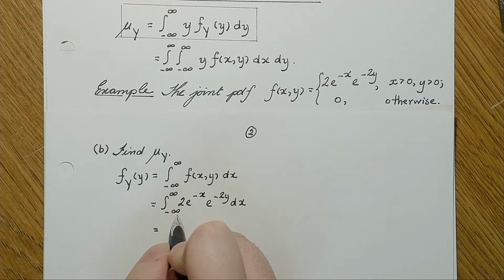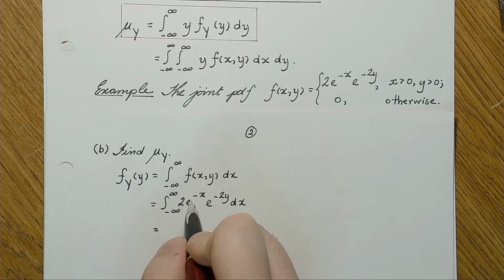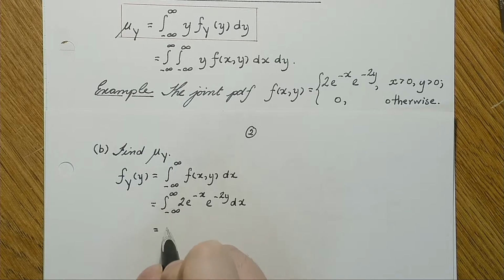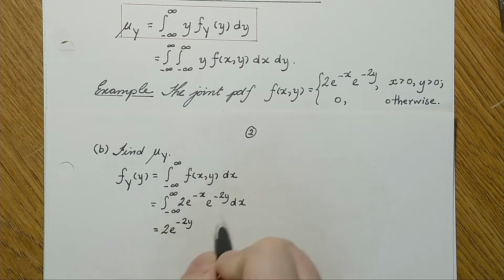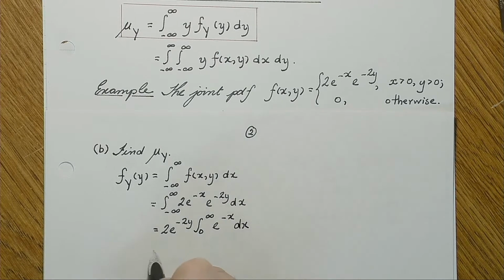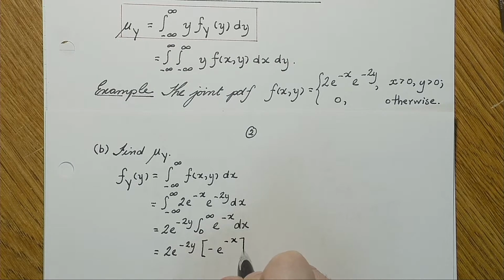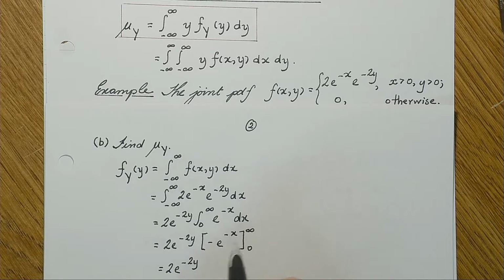I'm going to write from 0 to infinity instead of the minus infinity. The other thing I can do is bring out in front the 2 and the e to the minus 2y. Because I'm integrating with respect to x, it doesn't depend on y, so I can pull that out in front, from 0 to infinity of e to the minus x dx. And you can use substitution, which would give you minus e to the minus x from 0 to infinity. Substituting in the infinity, that goes to 0, and putting 0 in here gives you 1, so it's positive 1.